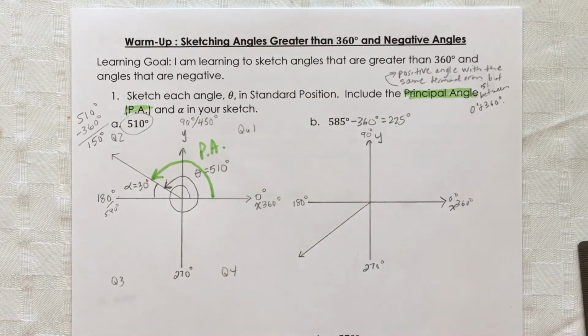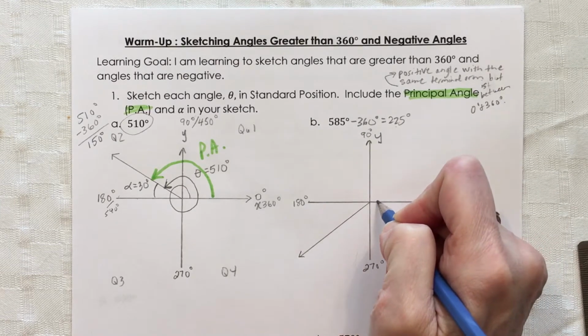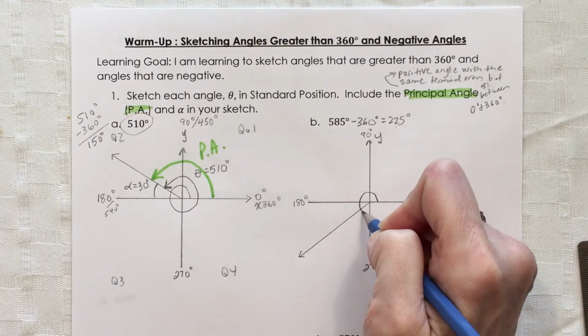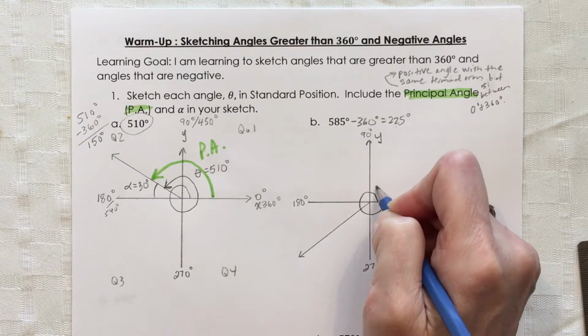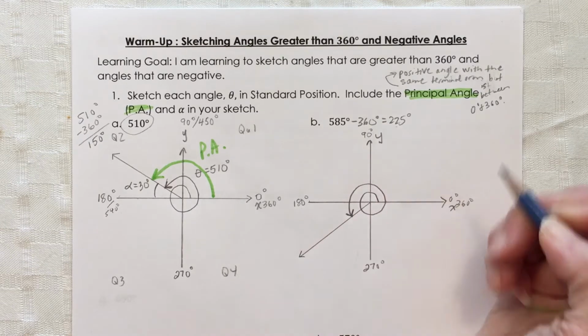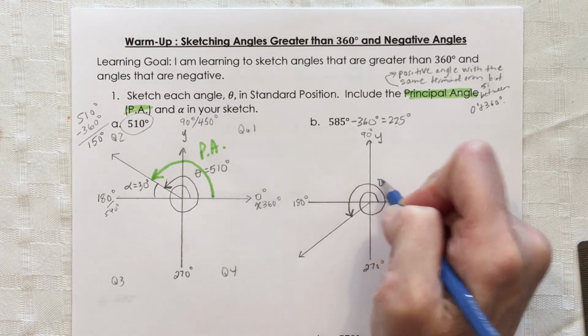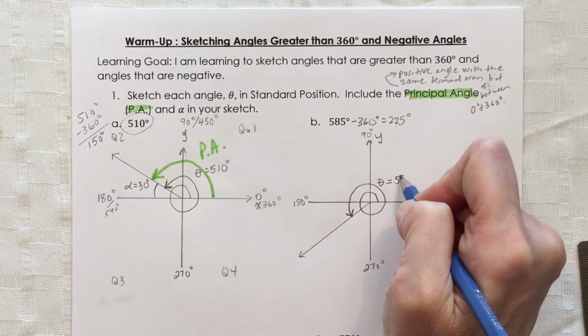So 585 is going to be, starting at 0, all the way around once is 360. So there's 360, and then 225 more puts me to here. So there's theta. Theta is 585 degrees.